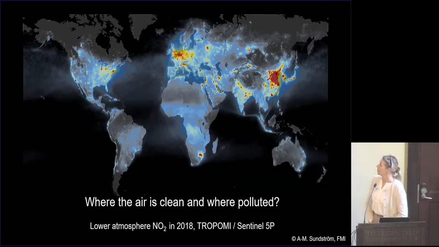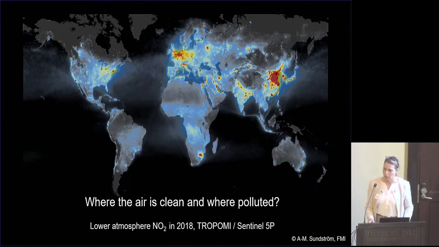And I will start with this type of image, which shows you the air pollution, in this case nitrogen dioxide, global concentrations. These are average values over the year 2018, and these have been measured with the best satellite we have at the moment for air pollution monitoring.